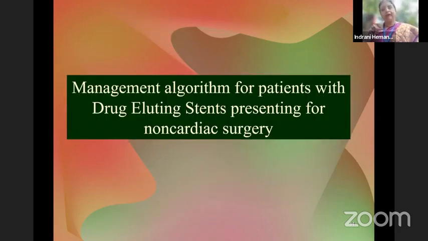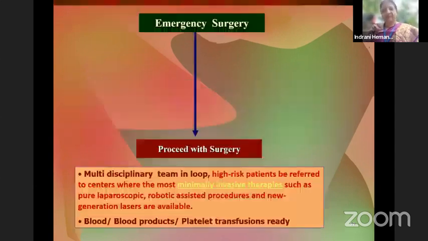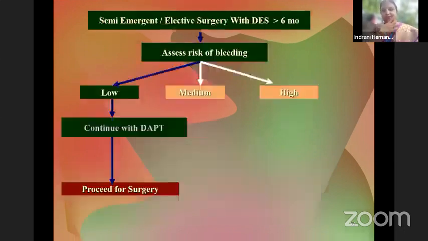Now coming to the algorithm for patients with drug-eluting stent presenting for non-cardiac surgery. If it is an emergency surgery, a life-threatening emergency, proceed with the surgery. In that case, have a multidisciplinary team in the loop. High-risk patients should be referred to centers where the most minimally invasive therapies such as laparoscopy, robot-assisted procedures, or new generation lasers are available, because bleeding will be much less in these patients. Blood products and platelet transfusions should be kept ready in these patients.